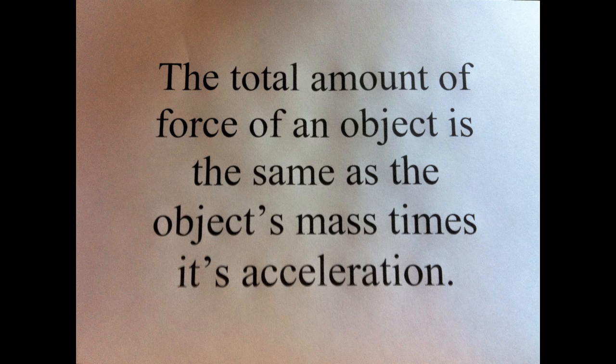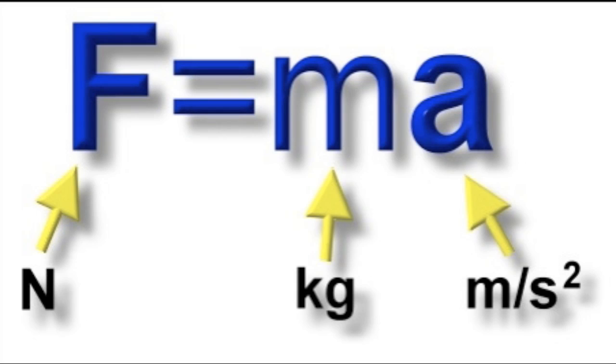Newton's second law. The total amount of force of an object is the same as the object's mass times its acceleration. This equation, F equals ma, means F, which is the net force, is equal to m, which is the mass, times a, which is the acceleration.